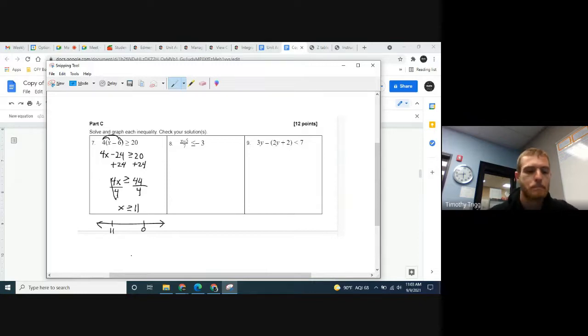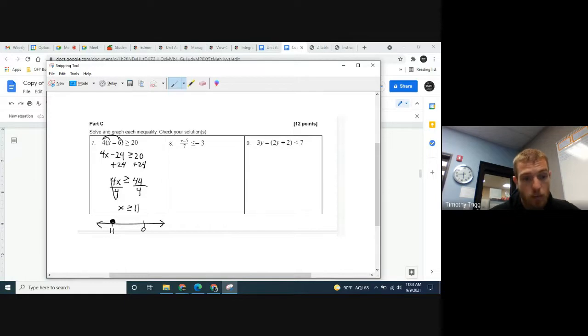That's not a big deal to me. Now, it says x is greater than or equal to. So would this be an open circle or a closed circle? Should I color this in or leave it like it is? Well, if it has the or equal to, we want to shade that in.